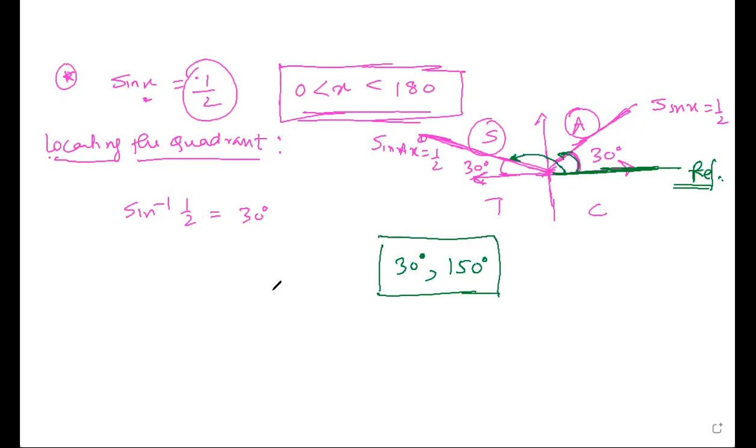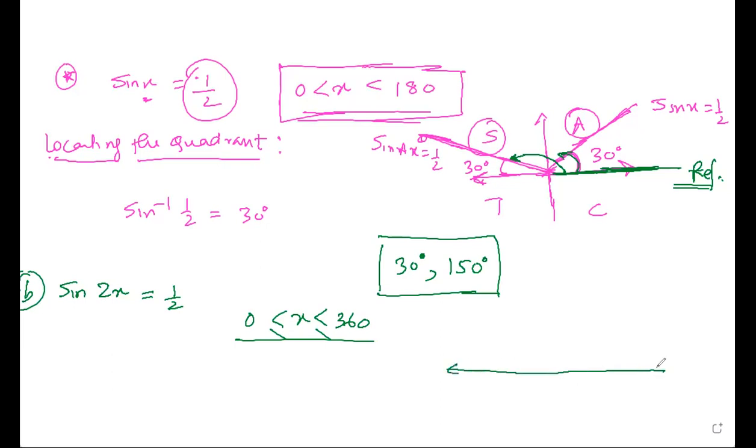Now I can ask you another question: solve sine 2x equals half, where x is between 0 to 360. This is the range of x values given. I need to find what values of x I should take such that sine 2x is half. Once again, you do a similar procedure. You locate the quadrant. Sine is half, so positive, so it is in quadrant 1, that is here or here.